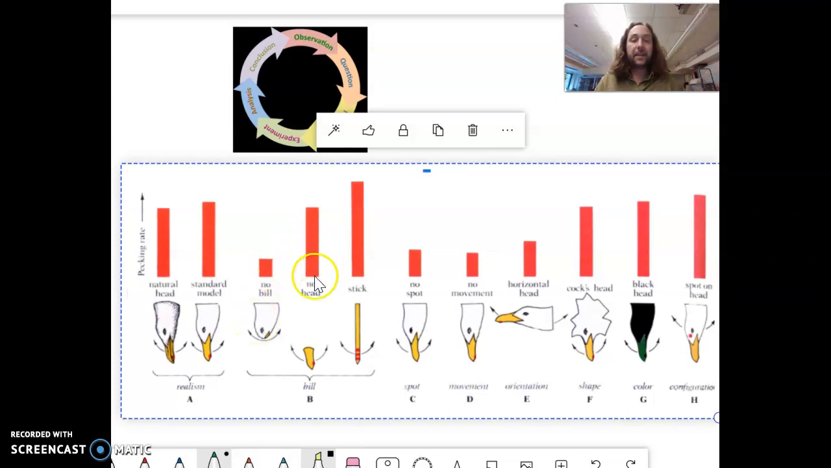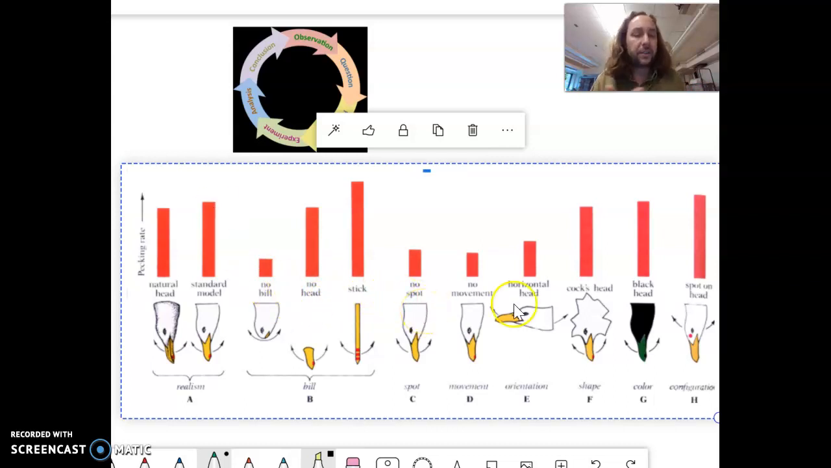On the flip side, when they said, let's take away the head, what happened? Well, nothing really changed about the behavior. So did the head cause the behavior in the first place? No, the head had no effect on the behavior. So the head was not a cause.